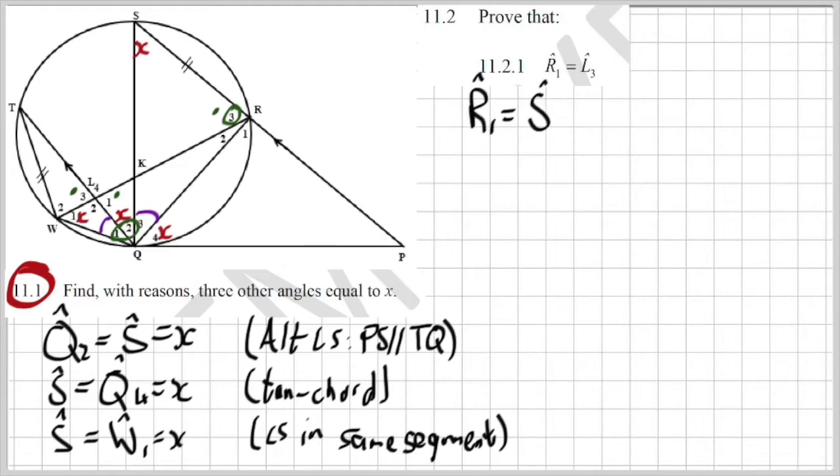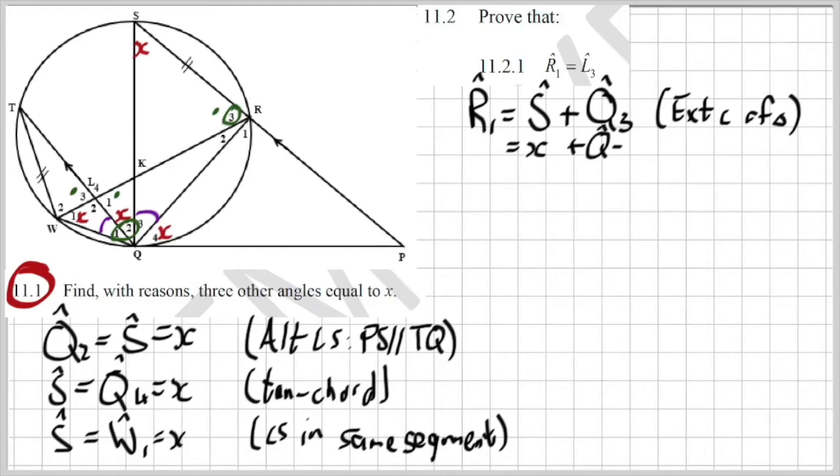So I went towards exterior angles of a triangle, because R1 is equal to S plus Q3. Again, I love that because I know something about Q3 and I know something about S. This means that R1 is x plus Q3. I love to put it in so that I know I've got the x sorted. It's now just Q3. What do I know about Q3? Well, Q3 is equal to Q1. Why is that again? Because angles opposite equal chords.